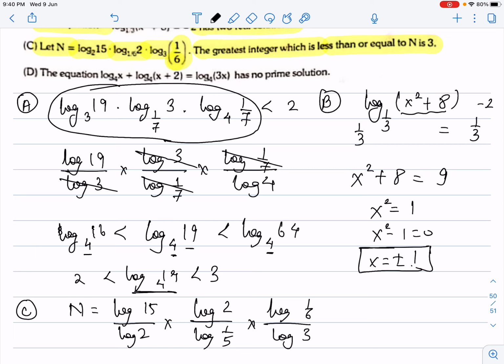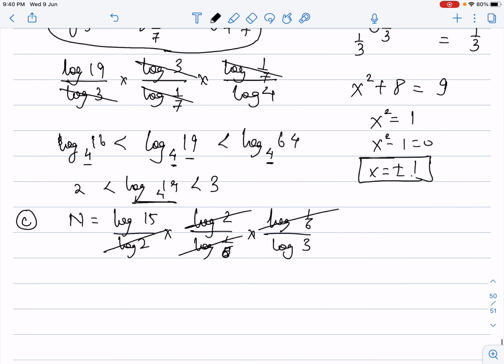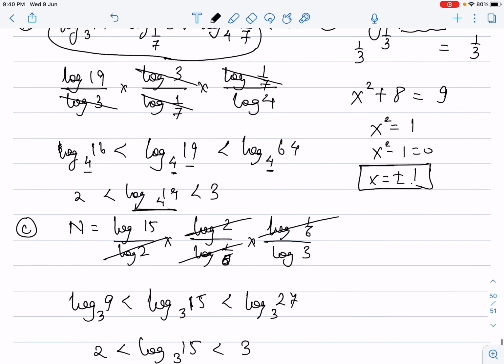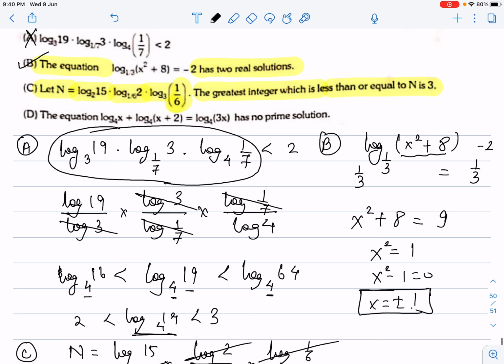Now let's see what all things are getting cancelled over here. So we may write, guys, this is log 2 divided by log 1 by 6. So this log 1 by 6 will be getting cancelled with log 1 by 6, and log 2 will be getting cancelled with log 2. Now we may write log 15 base 3. Now guys, definitely log of 9 base 3 will be less than this, and log of 27 base 3 will be greater than this. That means 2 will be less than log of 15 base 3, which will be less than 3 over here. So greatest integer function of number lying in between 2 and 3 will be what? 2 only. So option C will be going wrong over here.